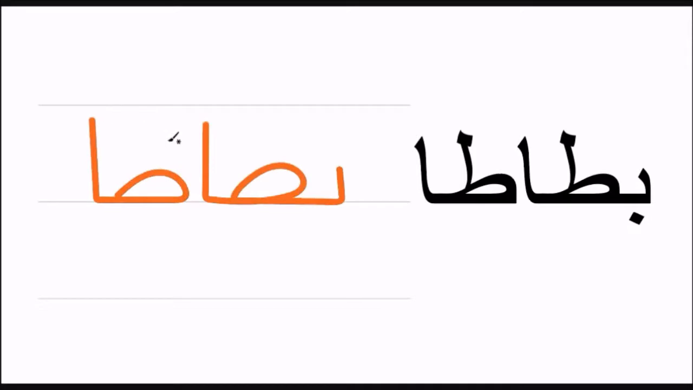To the first Ta we add a line, and the same goes for the second. And of course we add the dot under the letter Ba. And that's how you write the word Batata, which means potato.